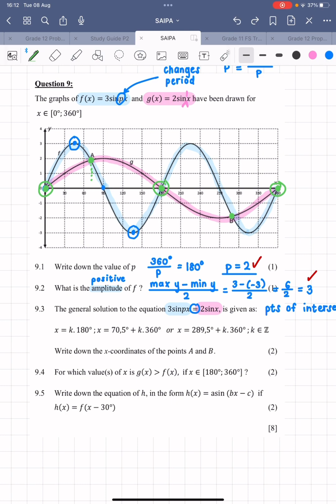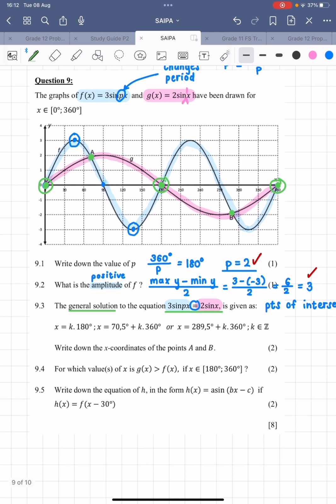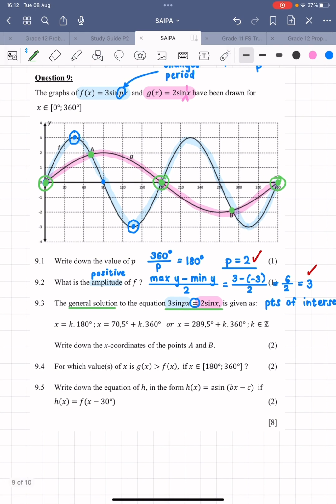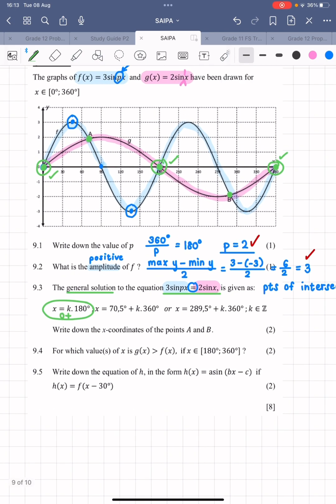So now what they've done is they have given us the general solution to this equation, so for finding the points of intersection, and they have told us that the general solution is given as x equals k times 180. This is the same as 0 plus k times 180, right? So that will give us 0. If we're saying 0 plus 180, it will give us 180. And if we're saying 0 plus 2 times 180, it will give us 360. All right, so this one general solution covers those 3 points that we could just read off of our graph.